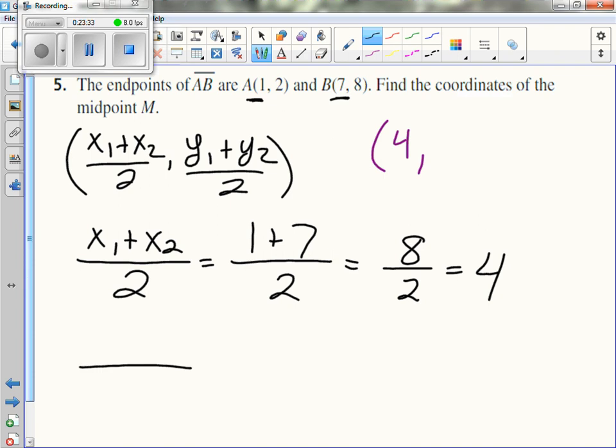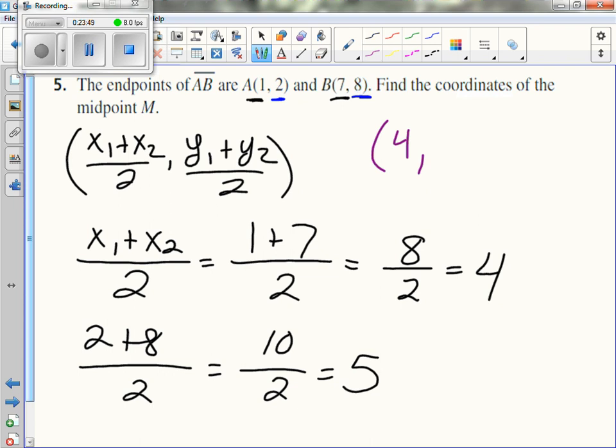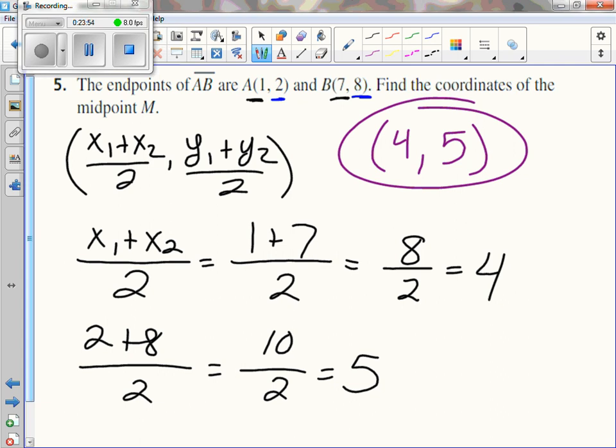Now to find the other coordinate, I'm going to add the y values. So our y values in this case are 2 and 8. So what we're going to do is 2 plus 8 divided by 2. Well, 2 plus 8 is 10, and 10 divided by 2 is 5. So the y value of the midpoint is 5. And that's it. That's all we have to do to find the y value of the midpoint. That's all we have to do for this here.